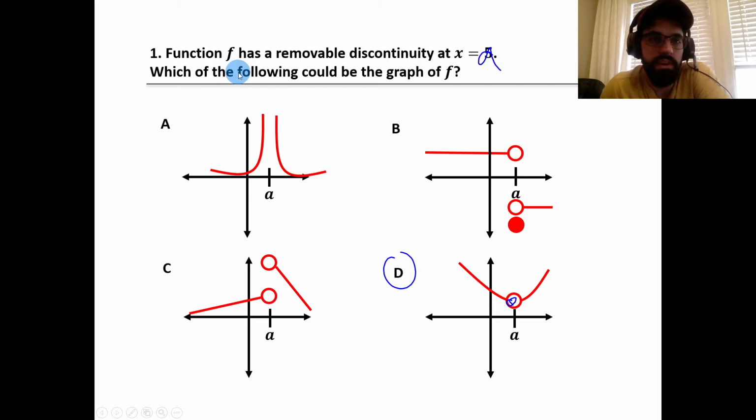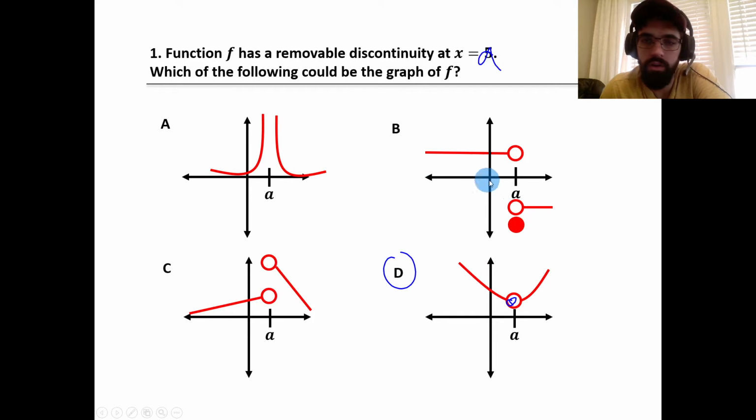Number one says, function f has a removable discontinuity at x equals a. Please ignore the typo there. Which of the following could be a graph of f? So removable discontinuity means we can fill a dot to remove the discontinuity. And so this is definitely going to be D. I could put a dot right on this hole, and then the graph would be continuous.